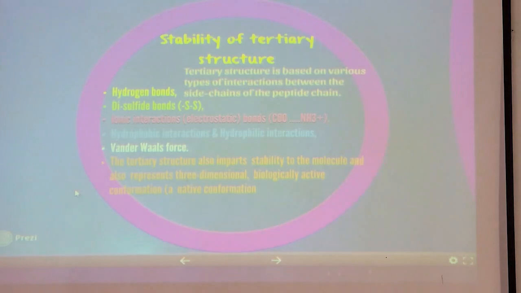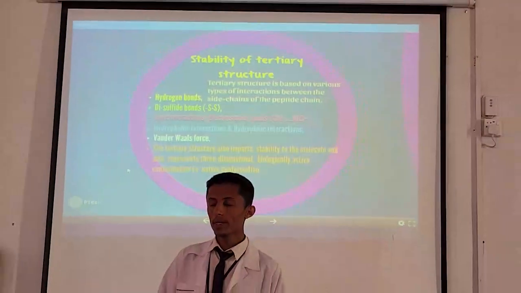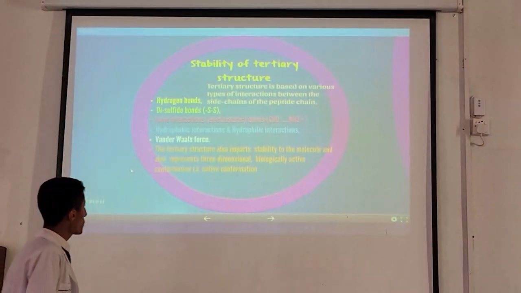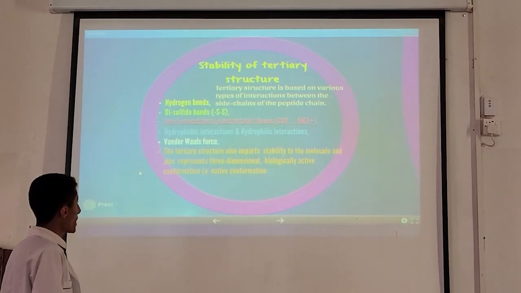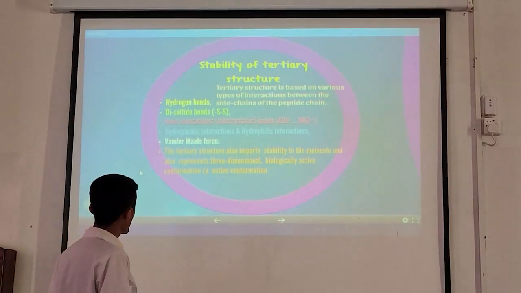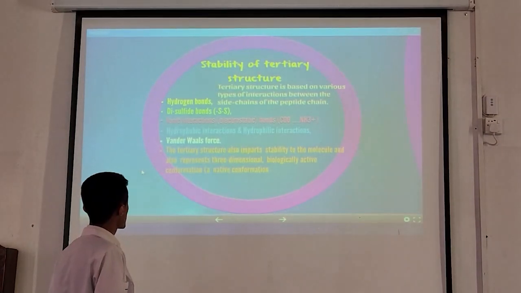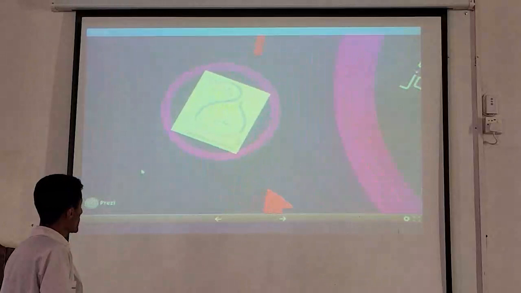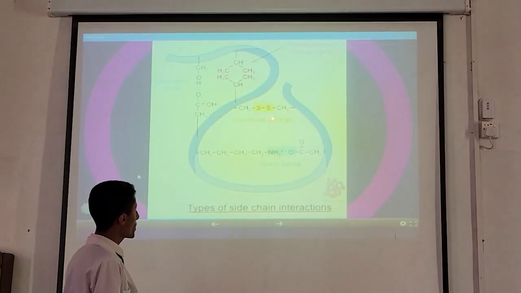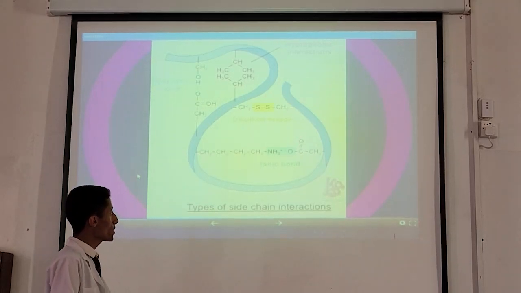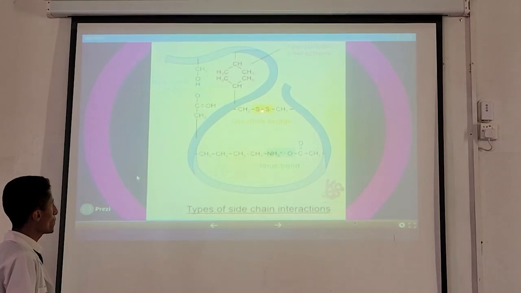The stability of the tertiary structure is based on a various and a large number of interactions between the amino acids in the whole protein, like the hydrogen bonds and disulfide bonds, and ionic interactions or electrostatic bonds, and hydrophobic interactions and hydrophilic interactions, and van der Waals forces. As we see here in this picture, when two amino acids like 2 cysteines are close together as a result of folding of the secondary structure, they will form a disulfide bridge or disulfide bond.